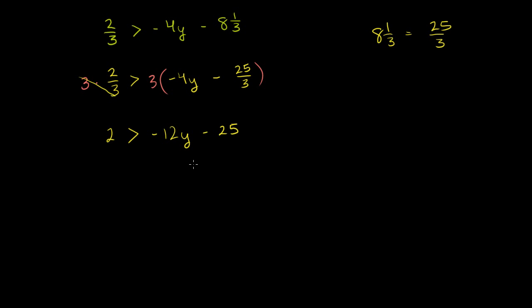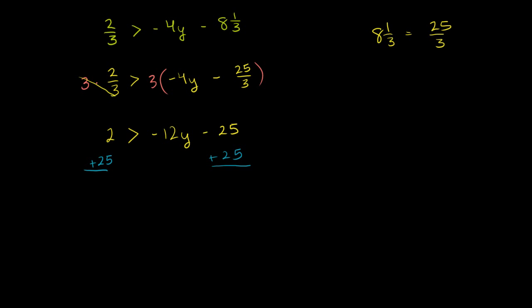Now, we want to get all of our constant terms on one side of the inequality and all of our variable terms on the other side. The only variable here is y. The y is already sitting here, so let's get this 25 on the other side of the inequality. And we can do that by adding 25 to both sides of this equation. So let's add 25 to both sides.